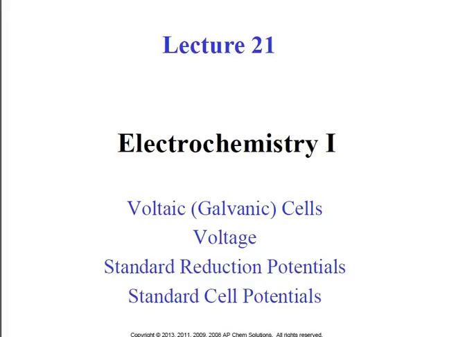In this chapter, we're going to talk about electrochemistry, which is the process by which we take chemical energy and transfer it into electricity, or vice versa. We can take electricity and transfer it into chemical energy. So electricity and chemistry are intricately related because electrochemistry is the flow of electrons.